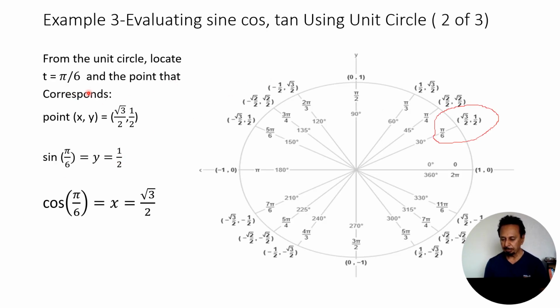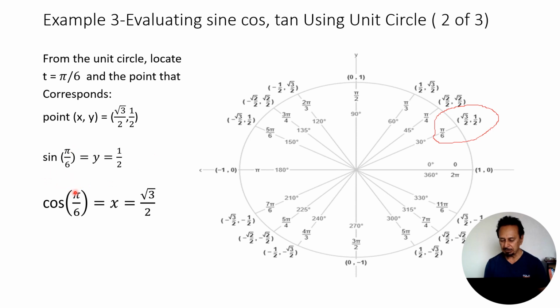So let's look at t is equal to pi over 6 on the unit circle. So that's pi over 6, and this is a point on the unit circle. Its coordinates are square root of 3 over 2 comma 1/2. So the first coordinate is x, the second is y. So we have a point x comma y, square root of 3 over 2, 1/2.